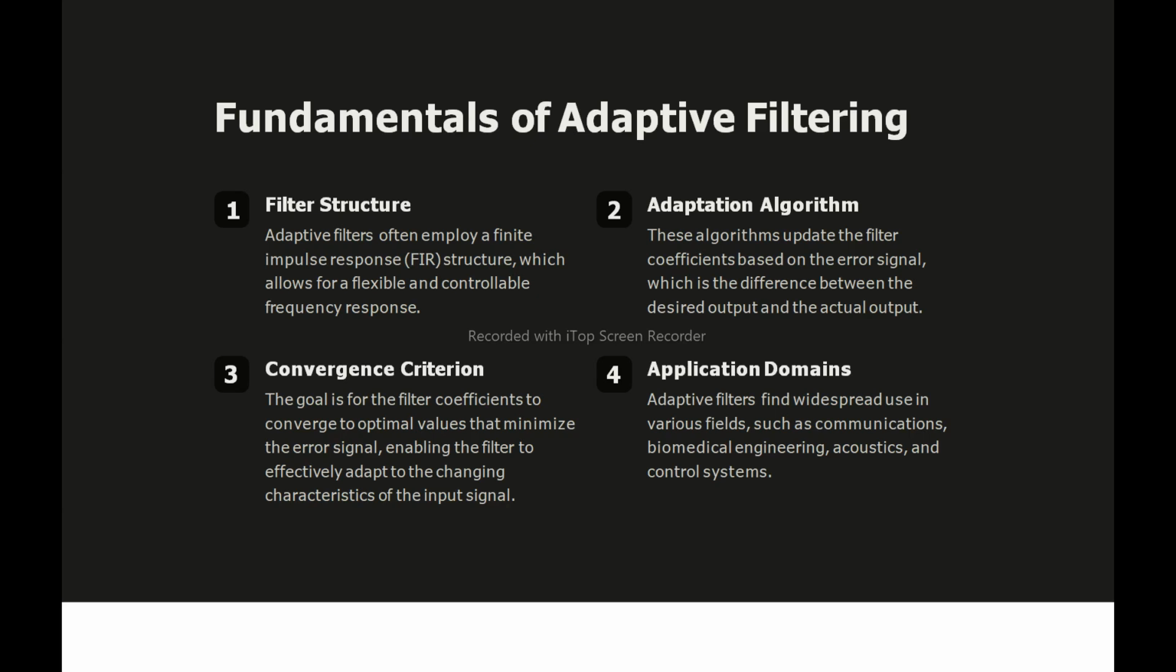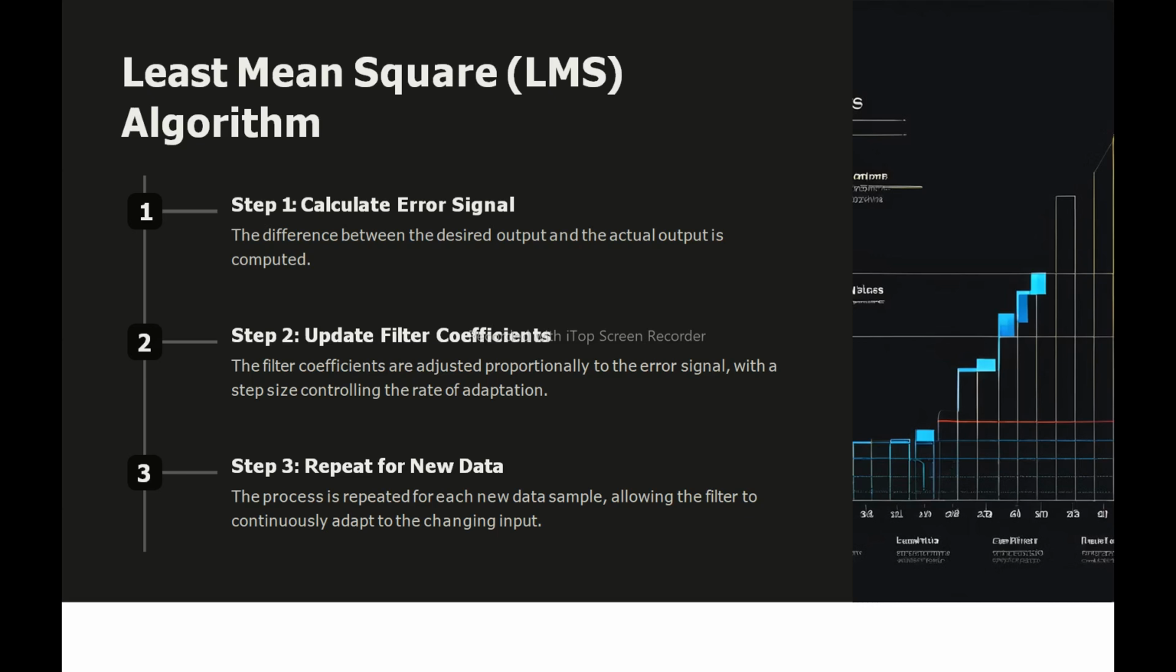Application domain. Adaptive filters find widespread use in various fields such as communication, biomedical engineering, acoustics, and control systems. It uses two algorithms. First is the least mean square algorithm, and the second one we will discuss in the next slide. So first of all, the least mean square algorithm. There are three steps: calculate the error signal, update filter coefficients, repeat for new data.